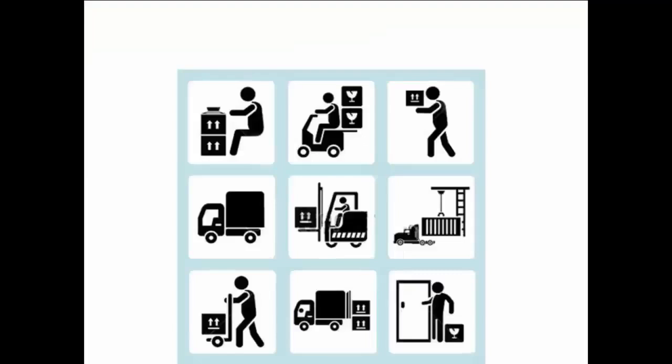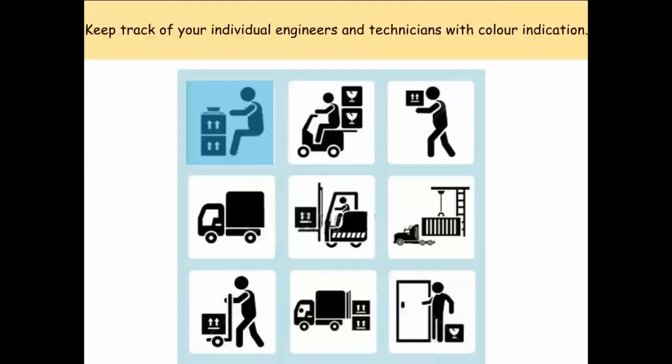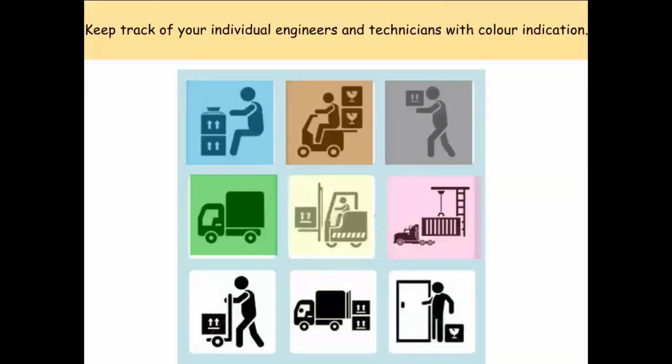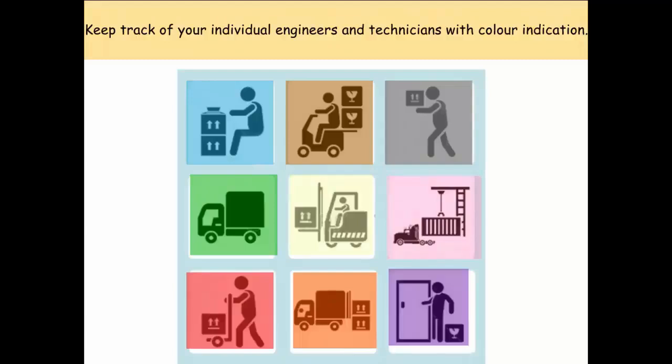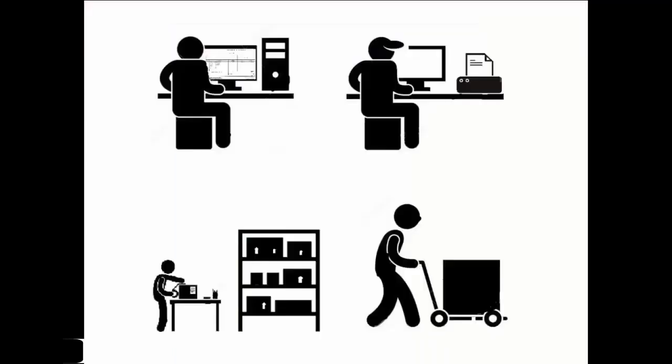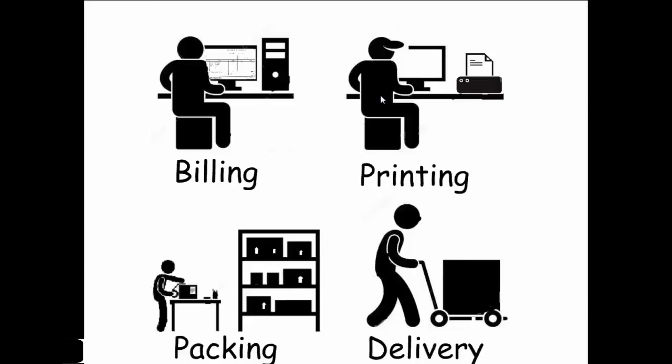Along with this, you can track the process from printing, packing and dispatch with color indication and check till what stage your bill has been completed. Now we'll work on 4 steps, that is billing, printing, packing and then delivery.